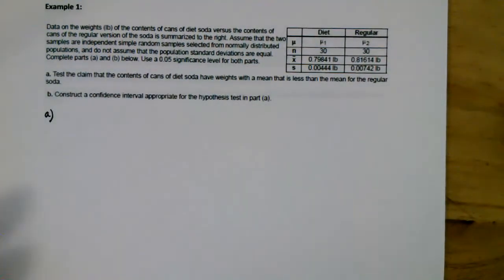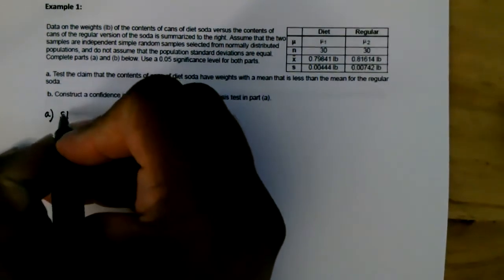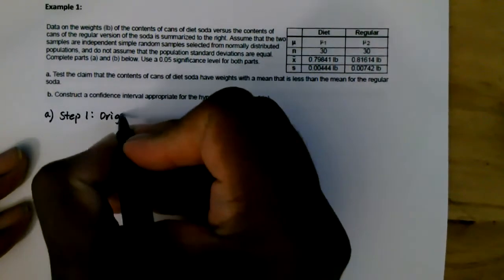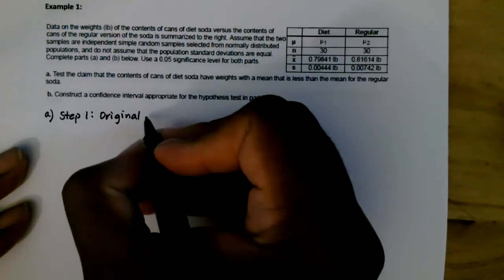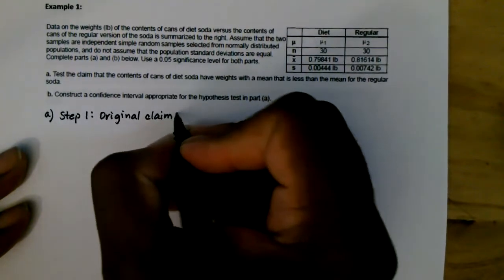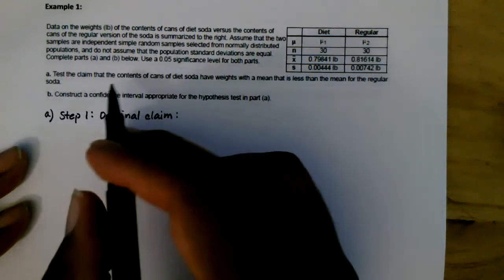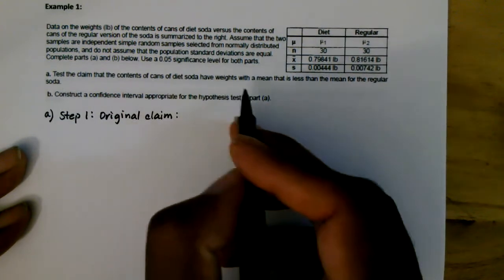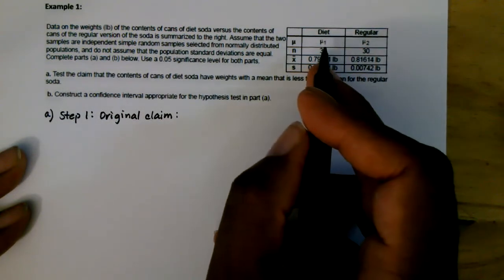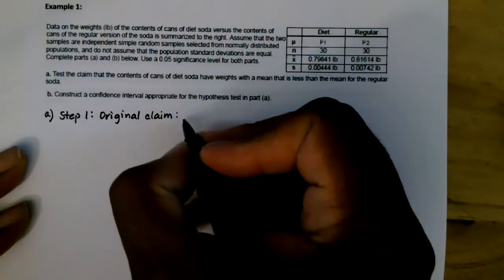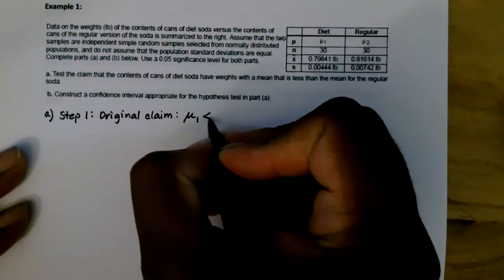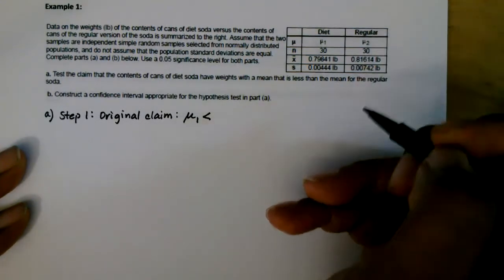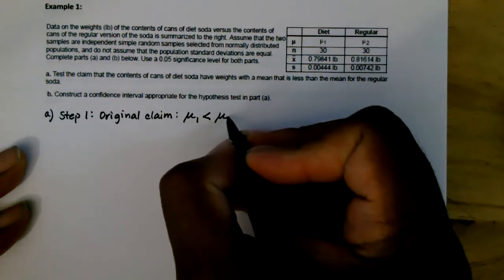All right, part A. Step number 1 is to write the original claim in symbolic form. So the contents of cans of diet soda have weights with a mean less than. Here, mu sub 1 is the diet soda, and that's going to be less than the mean weight for regular soda, mu sub 2.